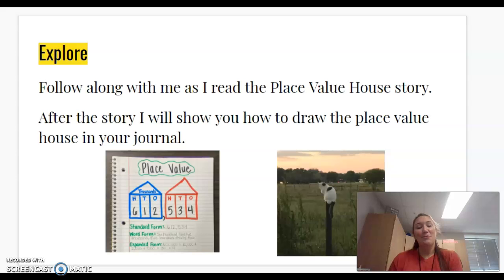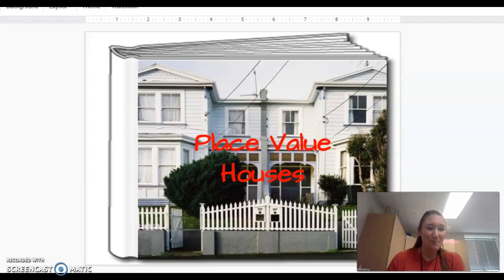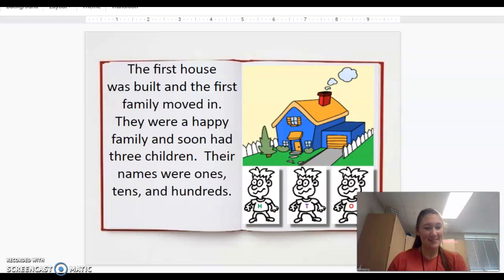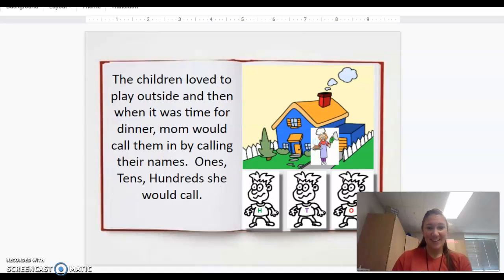Follow along with me as I read the place value house story. There was a new neighborhood being built. There were plans for many houses. The first house was built, and the first family moved in. They were a happy family and soon had 3 children. Their names were ones, tens, and hundreds. The children loved to play outside. Then, when it was time for dinner, Mom would call them in by calling their names. Ones, tens, hundreds, she would call.